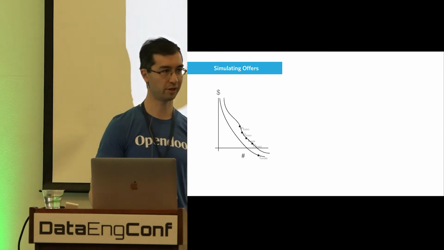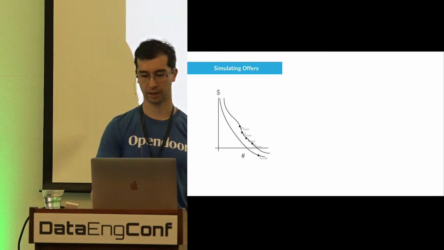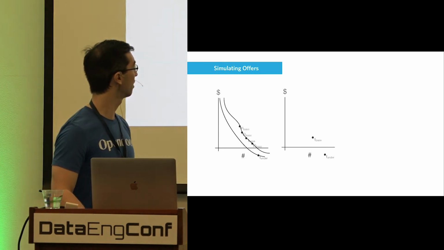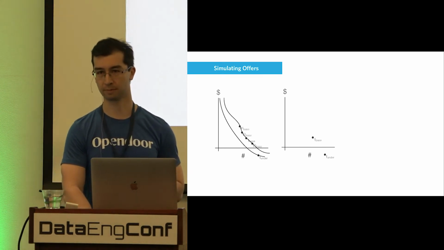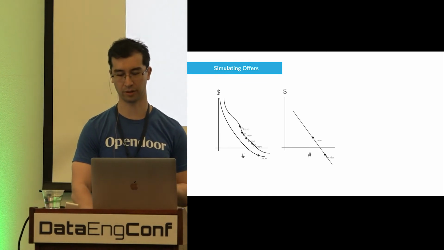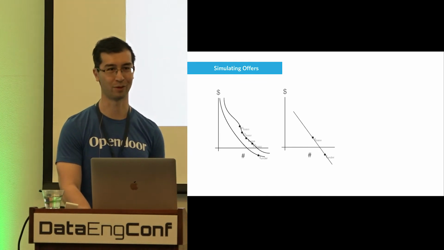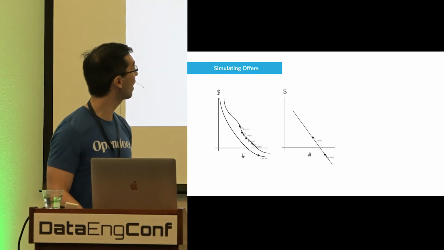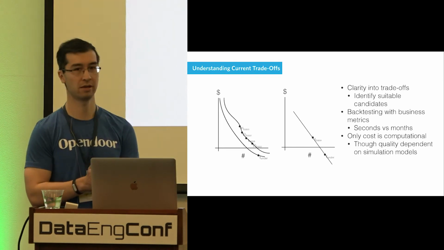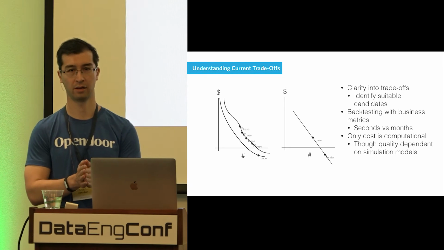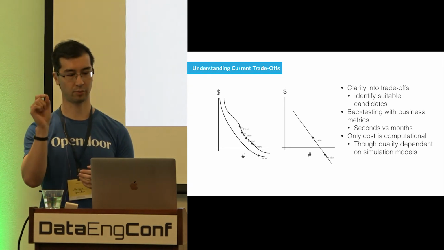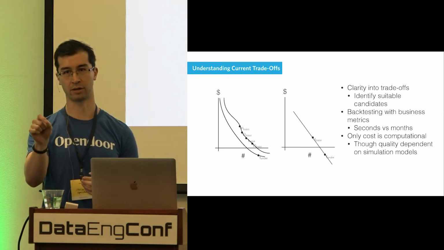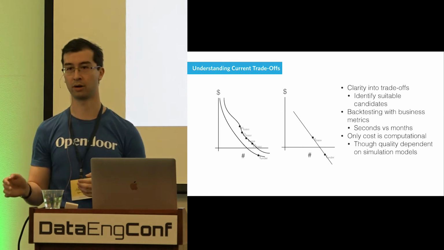So this is what the simulation gets you. And in the A/B testing world, you only measure these two points after six months, for instance. And the best you can really do is draw a line through them. So you have an immense amount of clarity into the trade-offs. You can tell the CEO, this is where we are operating right now, and depending on the business priorities, we could be here or there.